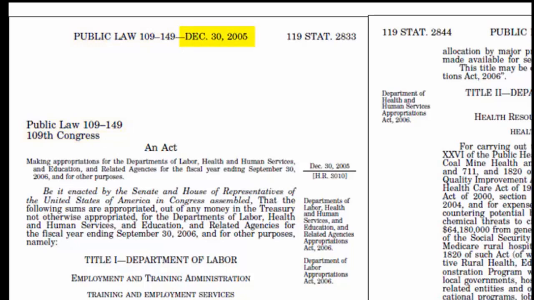The date of the bill, December 30th, 2005. A citation of volume 119 and page 2833 of the Statutes at Large in which the law will appear. The bill number that was enacted, H.R. 3010, and informative marginal notes, which among other things provide citations to statutes mentioned in the text.